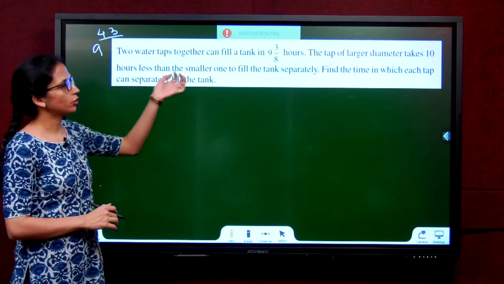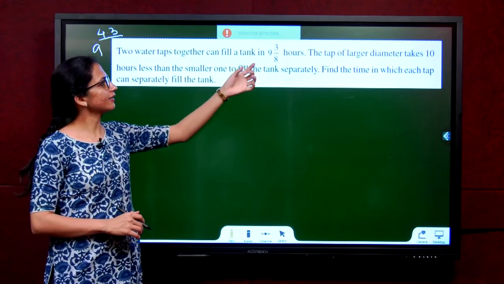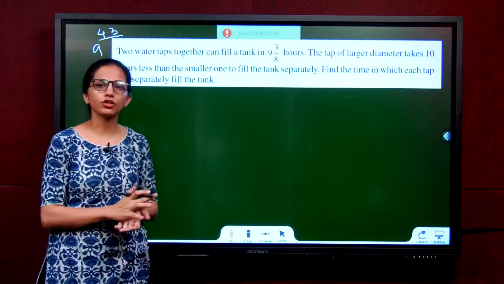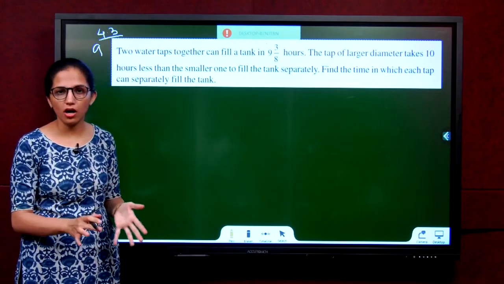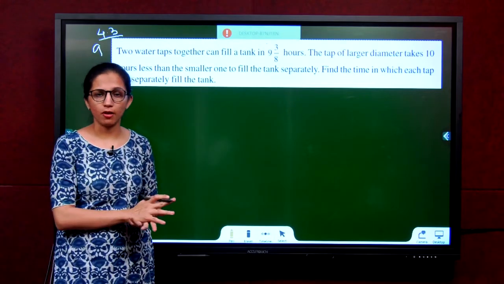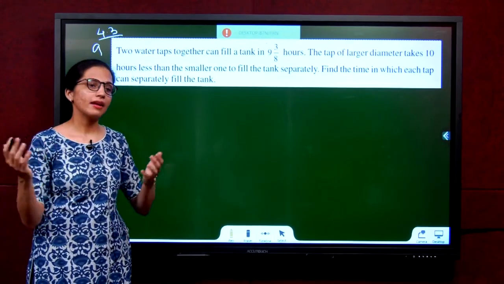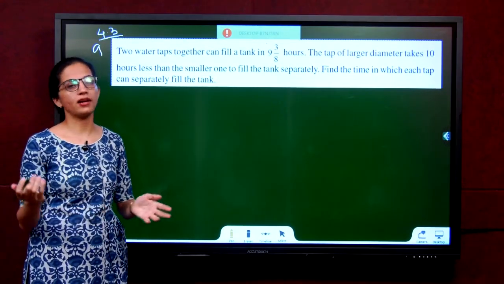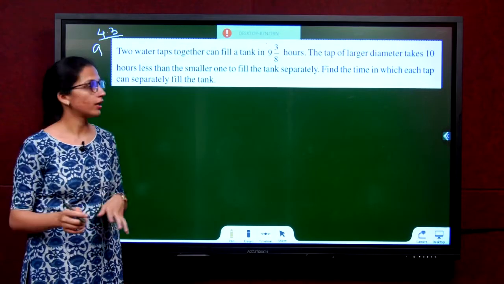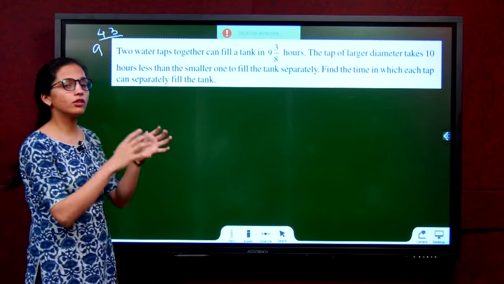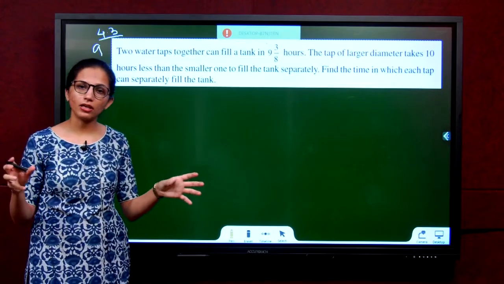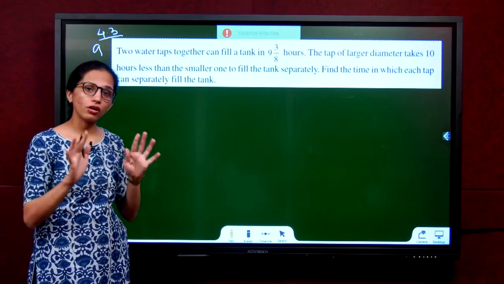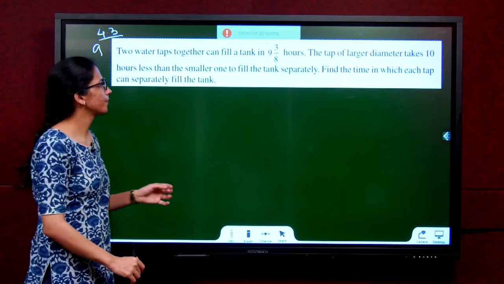Two water taps together can fill a tank in 9 3/8 hours. Please understand, this technique that I am going to teach you now will apply for all work problems and tank related problems. Work problems, when they say A and B together take 5 hours, if A takes 10 hours, how many hours will B take to do the work alone? Similarly here they have given two taps, large tap and small tap, filling the tank alone, and together they fill, how much time will it take? All such problems, same technique.